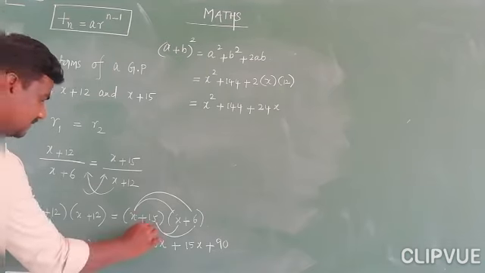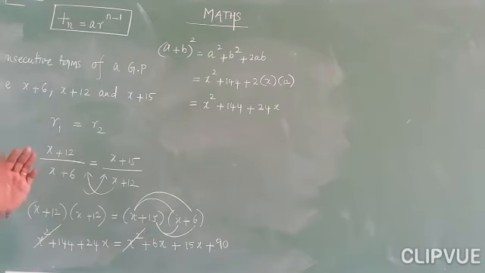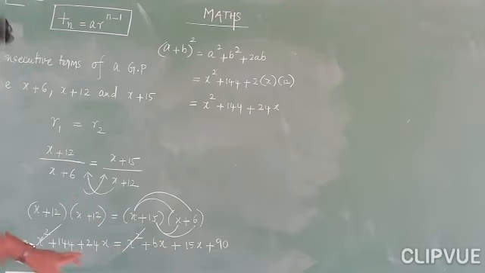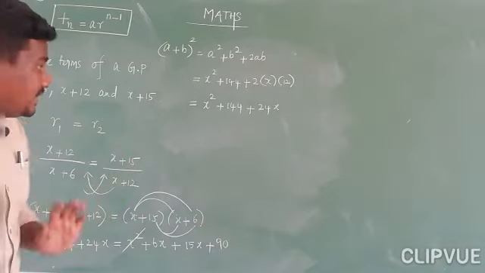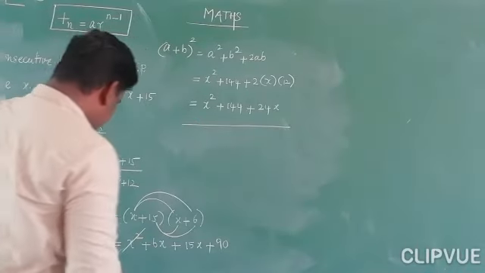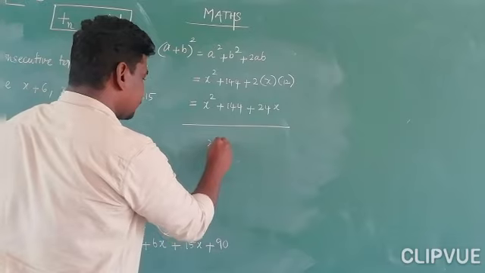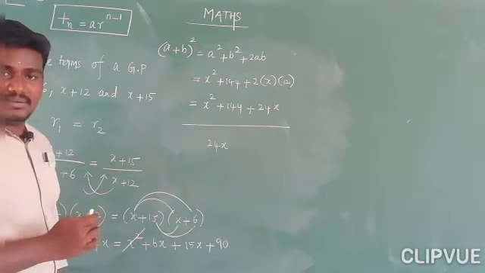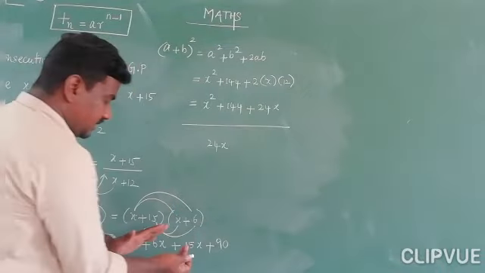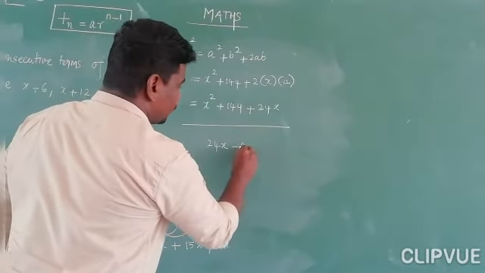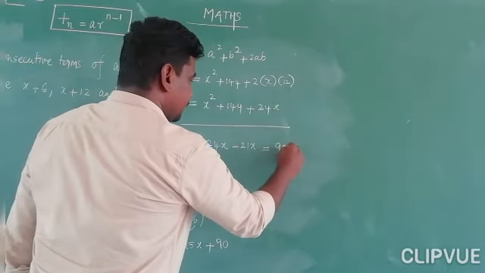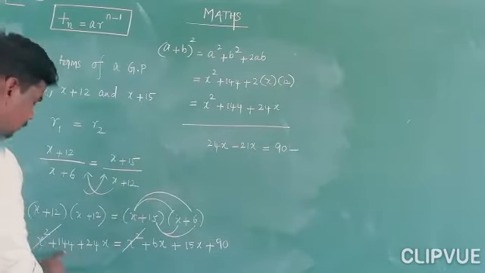X square on the left hand side and right hand side with the same sign, we can cancel them. You know that. Next, taking the x variable to the left hand side and the constant term to the right hand side. So what shall we do here? Here 24x is there, and on the right hand side 15x plus 6x, which is equal to 21x. If you take it to the left hand side, it becomes minus 21x, which is equal to 90 minus 144.